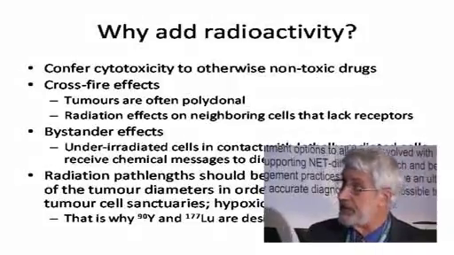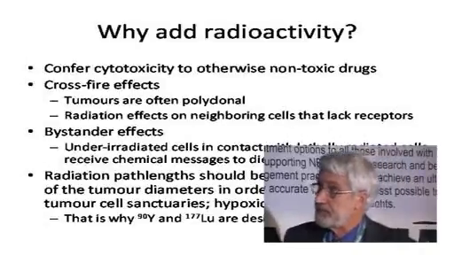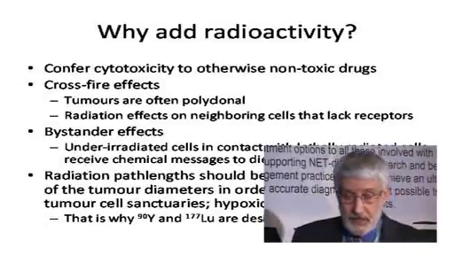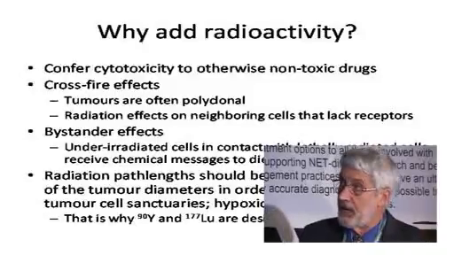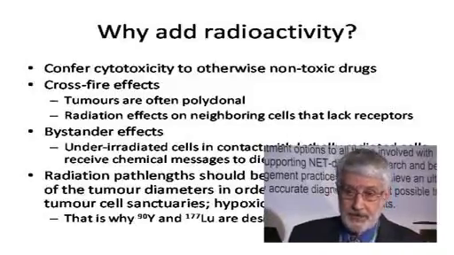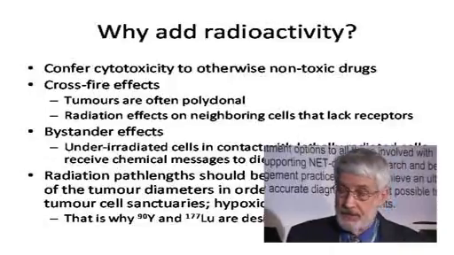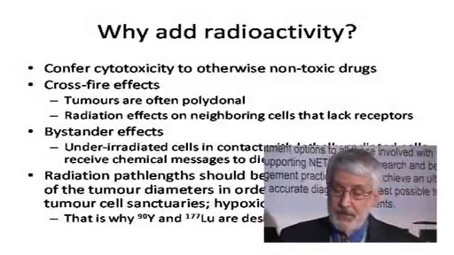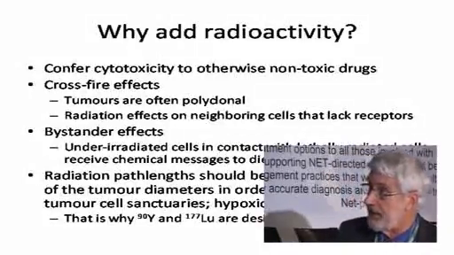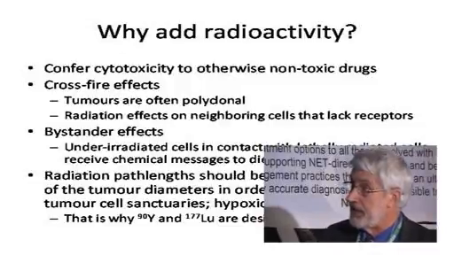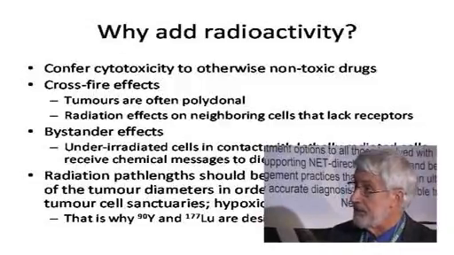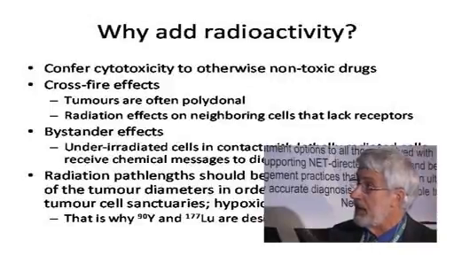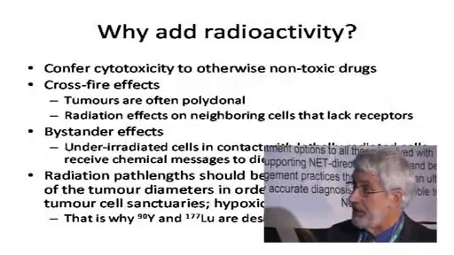So if we want to kill cells, we get what are called crossfire effects. That is, if you have cells that are heterogeneous, some of them have the receptors that you're targeting and some of them do not, there is a possibility of irradiating the cells that are not actually taking up the tracer through the crossfire effects and the reach of the beta radiation from the site of the breakdown. And so we can accomplish a better cell kill, we hope. And I think that's true.